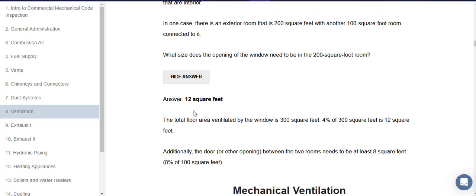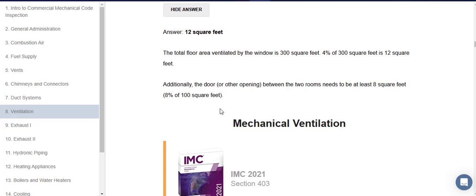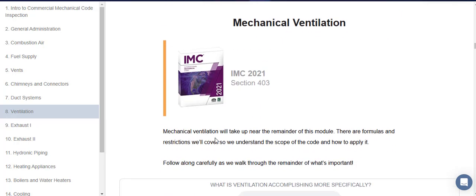Let's see the answer. The answer is 12 square feet. The total floor area ventilated by the window is 300 square feet. 4% of 300 square feet is 12 square feet. Additionally, the door or other openings between the two rooms need to be at least 8 square feet, 8% of the 100 square feet. Mechanical ventilation. Mechanical ventilation will take up the remainder of this module.